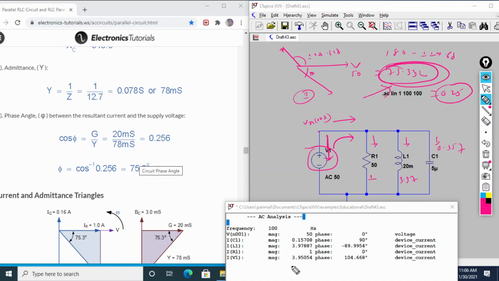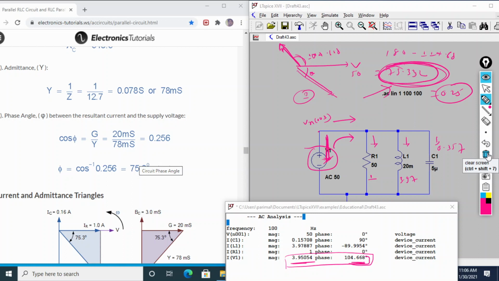Why? Because the total current is 3.95 at an angle of 104.668. But the simulator always sees the current this way, that is why we have taken the opposite way, 180 degrees minus this one. It is the power factor that we have calculated across the RLC circuit. What is that power factor? It is 0.25, if you see, 0.256. Now it is matching. Now one more way we can do all this simulation.